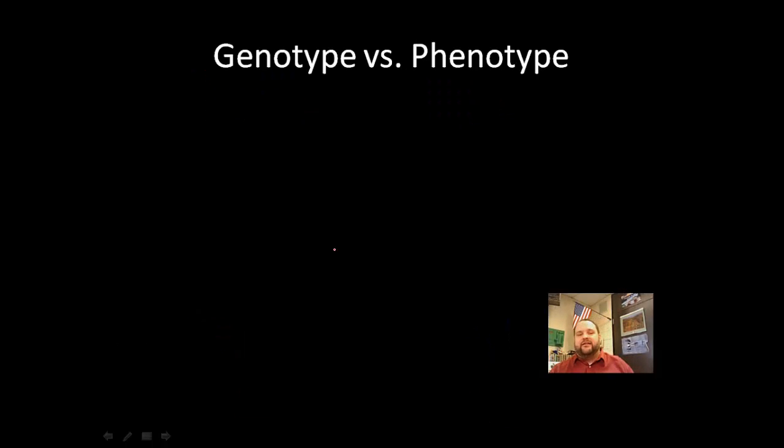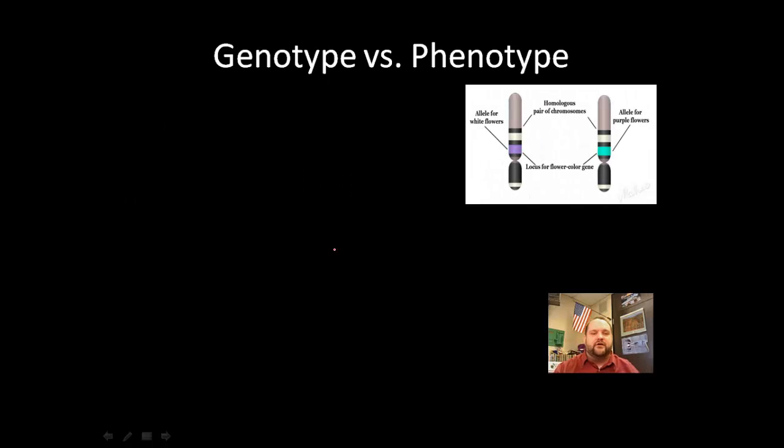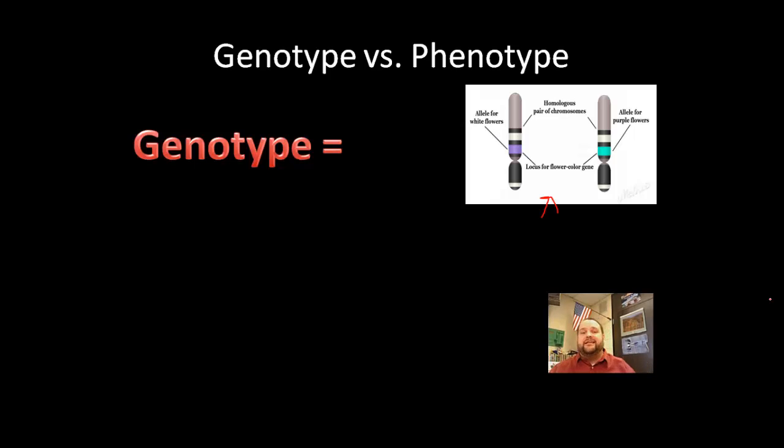We have these two terms that you're going to see a lot come up, genotype and phenotype. If I look back at this flower that we just did, that is purple and white, or has one violet gene, one dominant and one recessive gene. The genotype for this flower is what genes the flower has, the actual letters for the alleles.